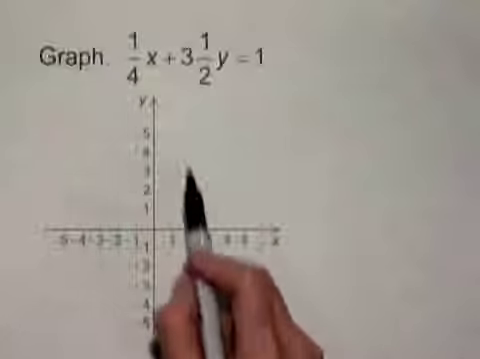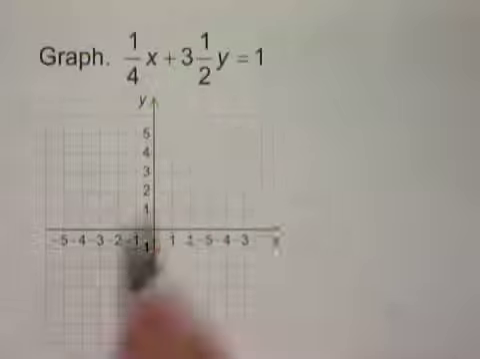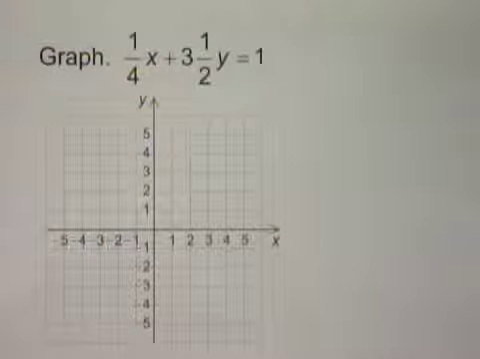We'll graph an equation in this exercise. We'll graph the equation 1/4 x plus 3 1/2 y equals 1. And we'll start by finding some solutions of the equation, choosing a value for x and finding the corresponding y value, or the other way around.